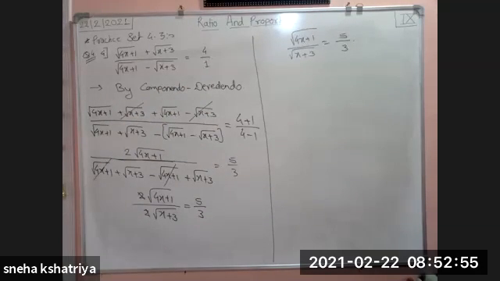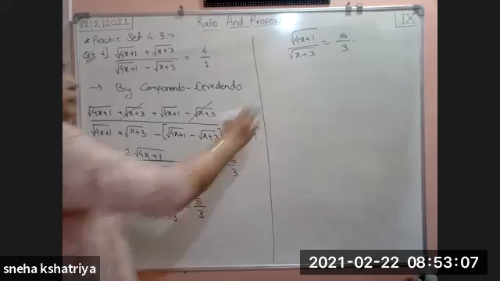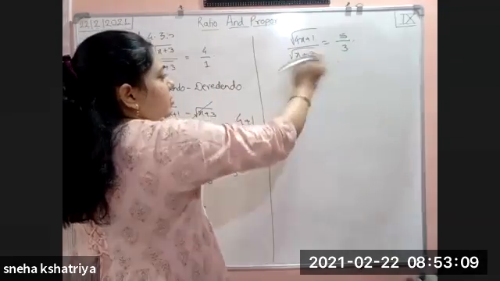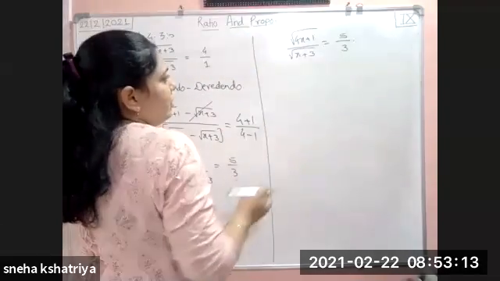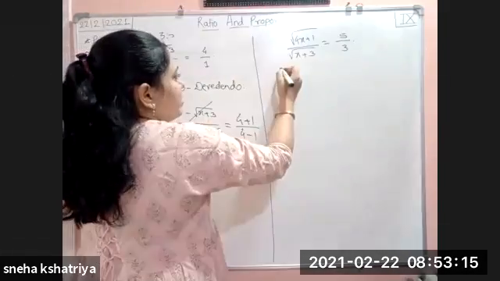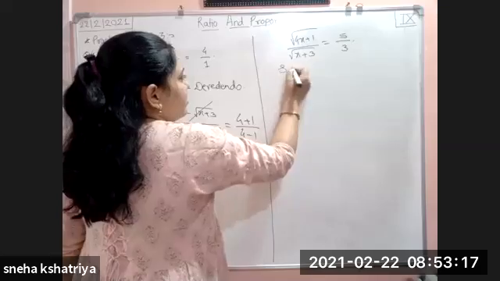Now we have to find the value of x. How we are going to find out the value of x? To remove the root, we have to square both the sides. When will the root be removed? When we square both the sides, at that time this root will be removed and we will get the value of x. So what is the next step? Squaring both the sides.